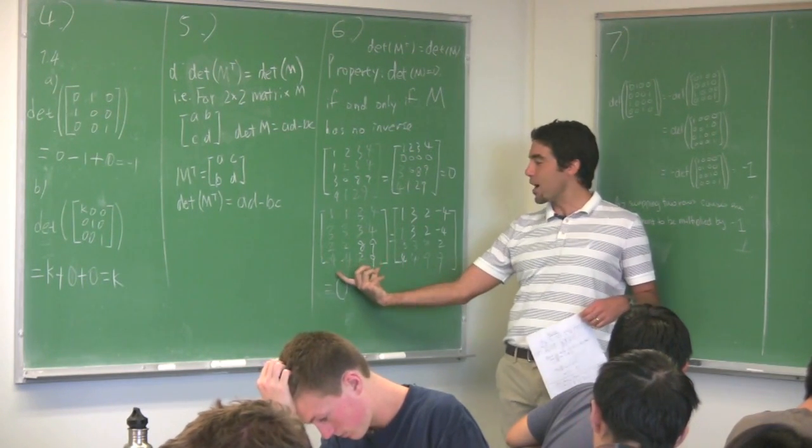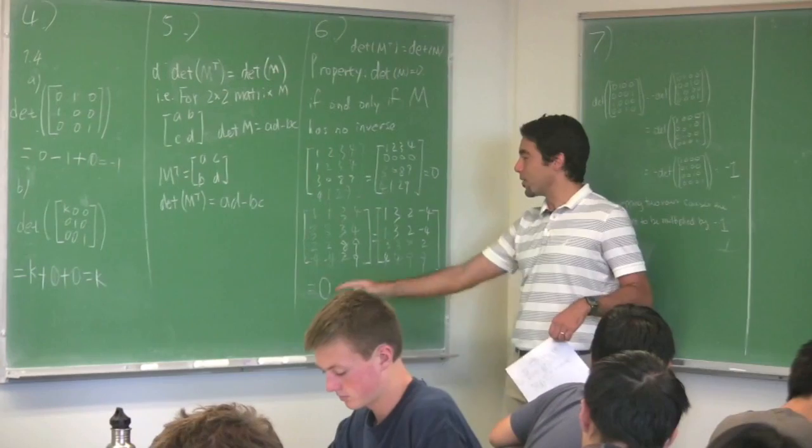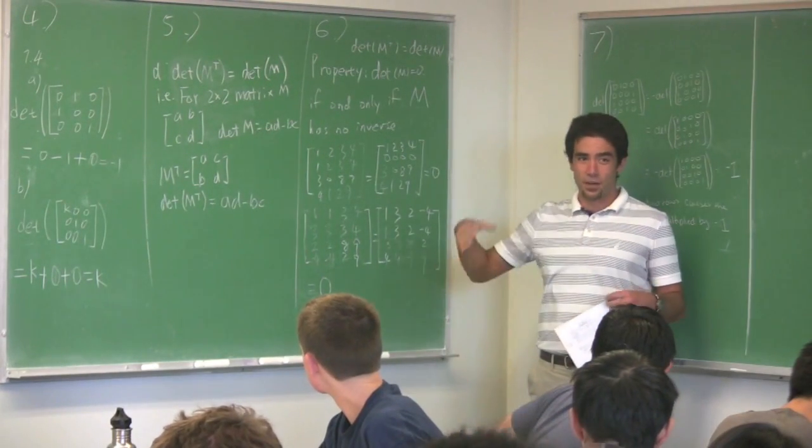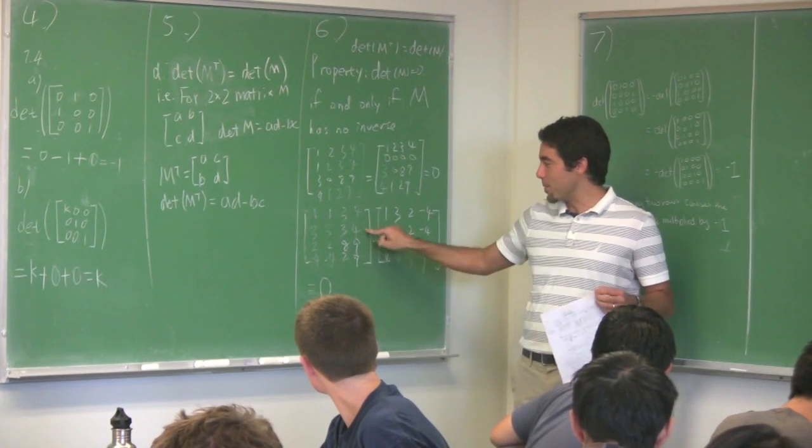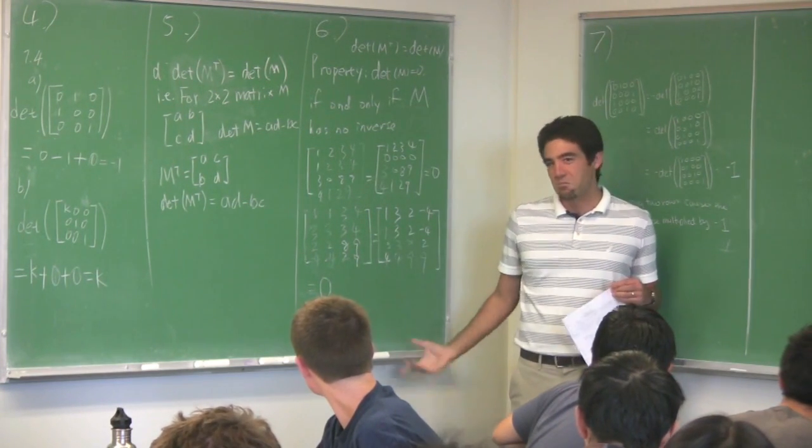So great. The columns are linearly dependent, and that's part of the invertible matrix theorem. So that means that certainly the determinant has to be 0. So that was what you did. You could have even just skipped from here to here.